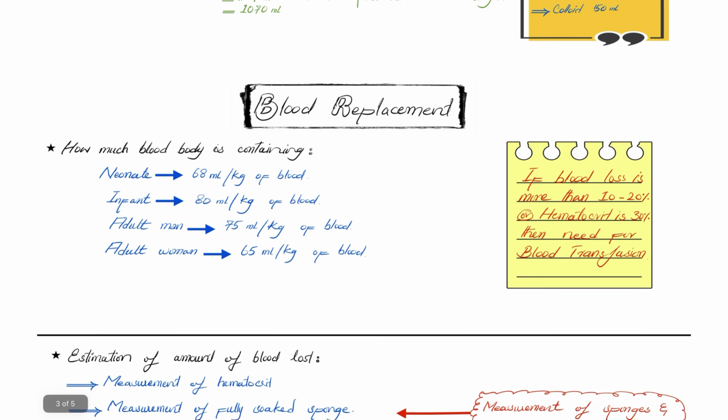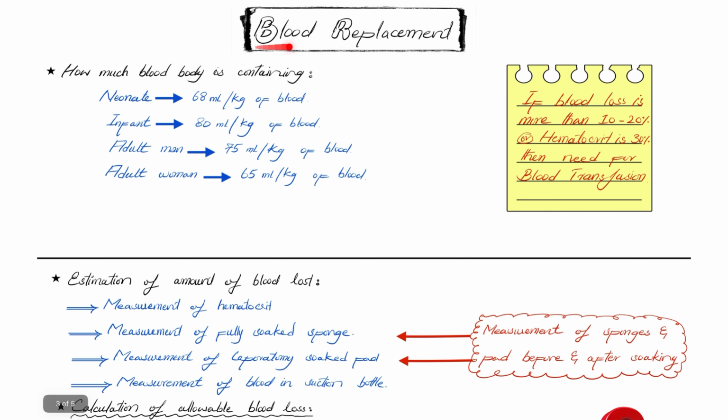So now let's jump to blood replacement. Let's know about the total amount of blood present in the body. Neonate has 68 milliliter blood per kg of body weight, while infant has 80 milliliter blood per kg, adult man has 75 milliliter blood per kg, and adult woman has 65 milliliter blood per kg of body weight.